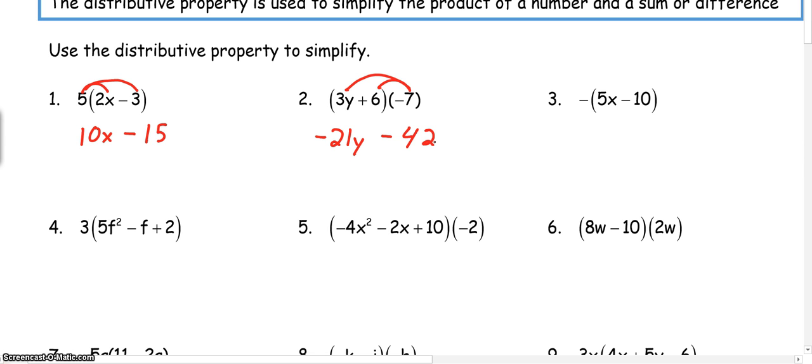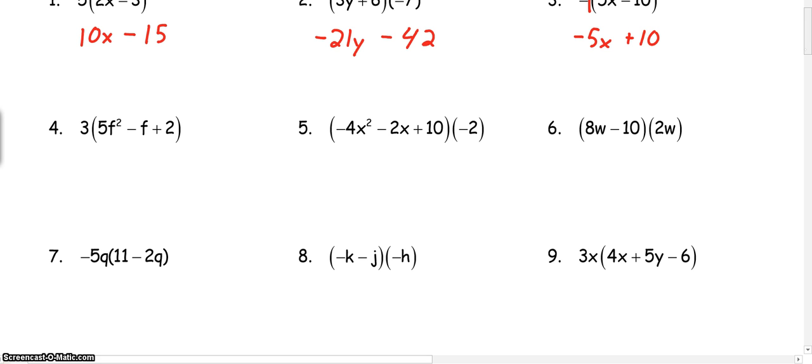Number 3, negative parentheses 5x minus 10. This negative, remember, is really like a negative 1. So we're distributing negative 1 into parentheses. When you distribute a negative 1, it changes the sign. So negative 1 times 5x is negative 5x. Negative 1 times negative 10 is plus 10. All I did there was change the signs of my two terms.